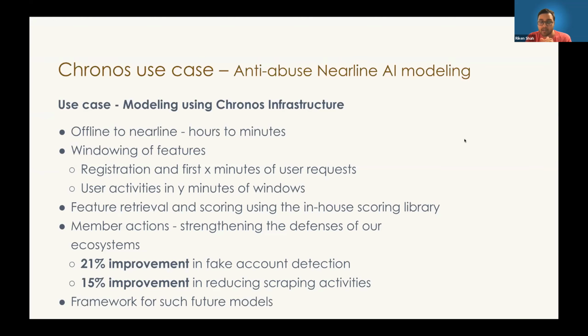in real time. And in the two models that we have onboarded till now, we have seen a huge amount of improvement on two fronts, one on the fake accounts and one on the scraping activities. About 21% improvement in the fake account detection and around 15% improvement in reducing the scraping activities. And this not only serves as a current framework, but we are also extending this for future models which require similar capabilities, so that we can further strengthen the defenses of our ecosystems.